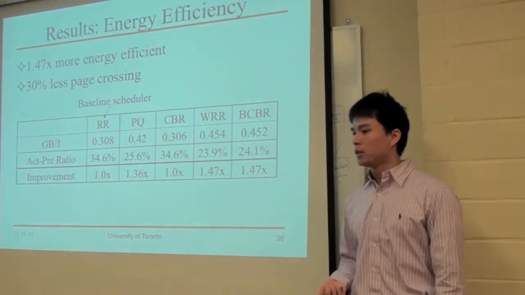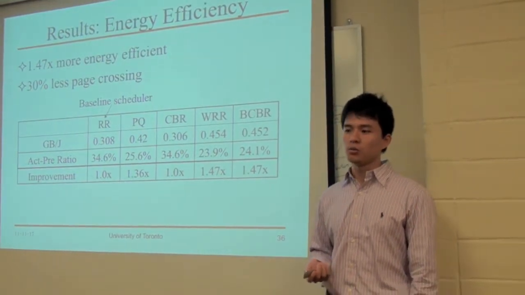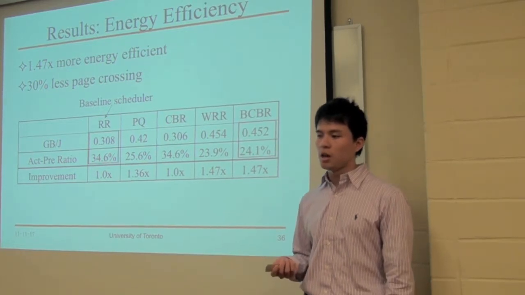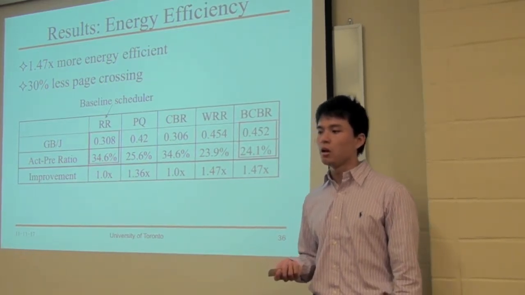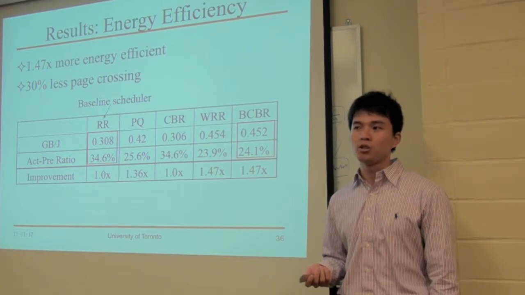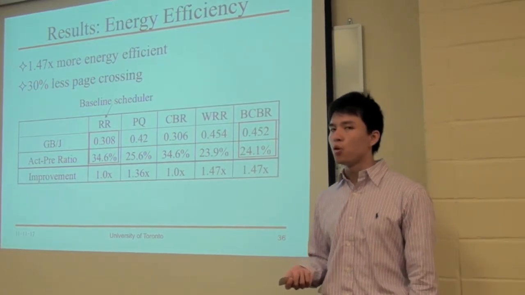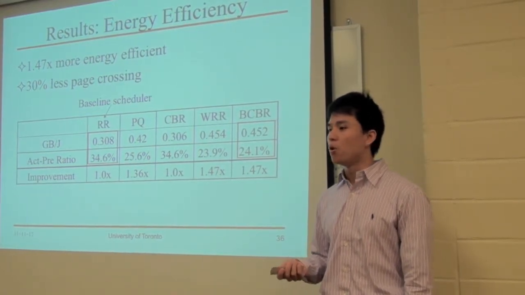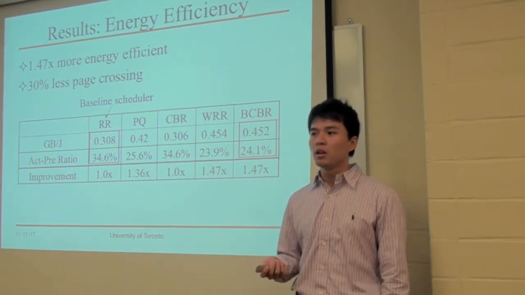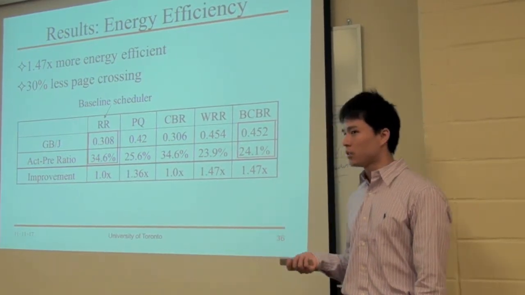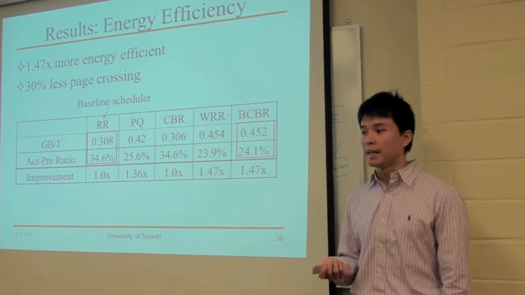We derived the energy efficiency from the test results. The BCBR scheduler actually has 30% less page crossing, and therefore is 1.47x more energy efficient. This indicates how successful we are in leveraging the port locality.